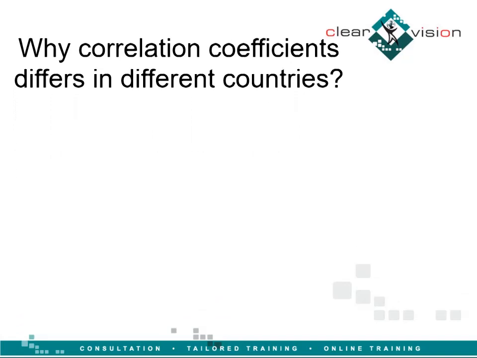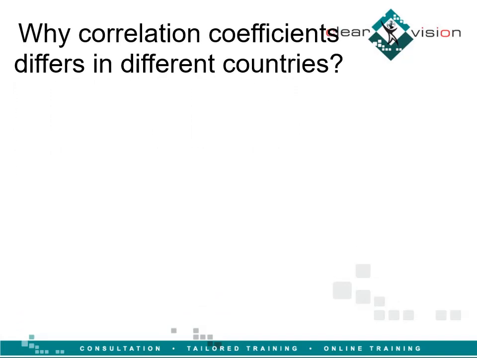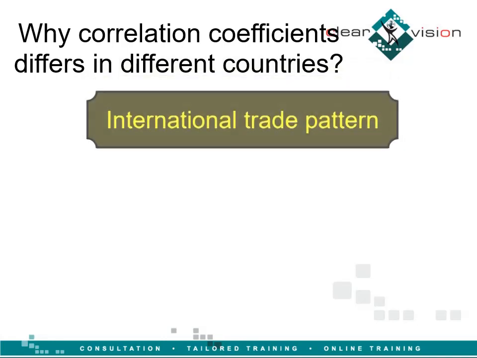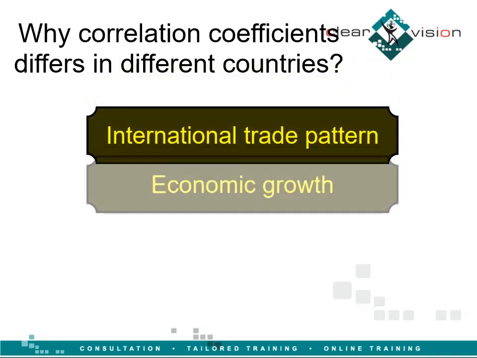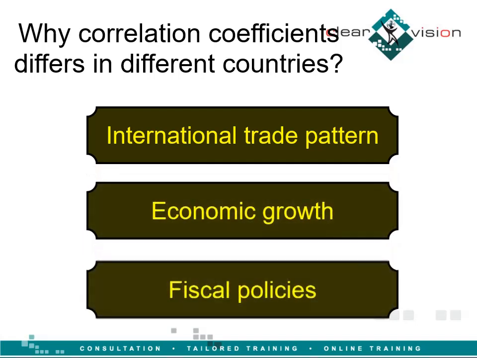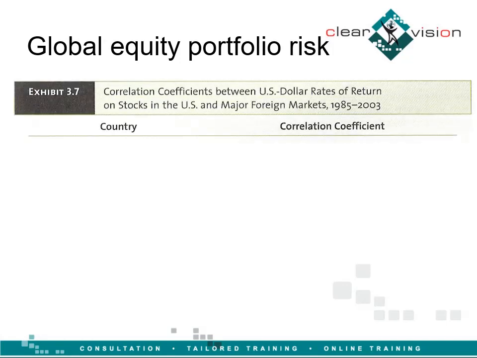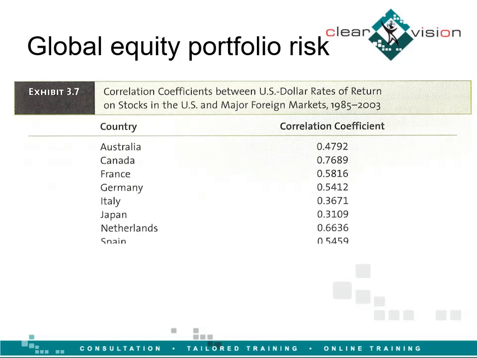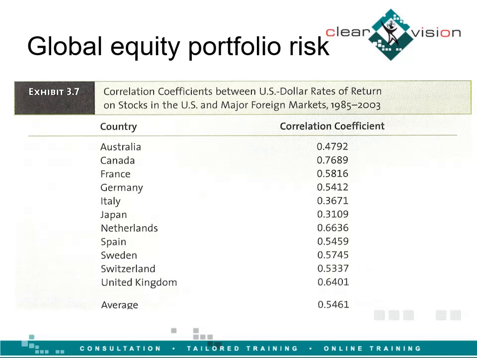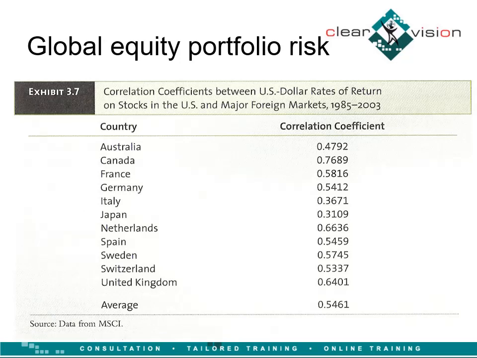Why do correlation coefficients differ in different countries? Actually, countries differ in many aspects, including international trade pattern, economic growth, and fiscal policies. Correlation coefficients between US dollar rates of return on stocks in the US and major foreign markets between 1985 and 2003 are presented in this table. The correlation of world equity markets resembles that of bond markets, except that the correlations are slightly higher.